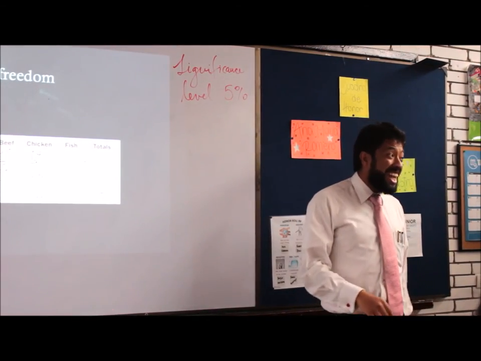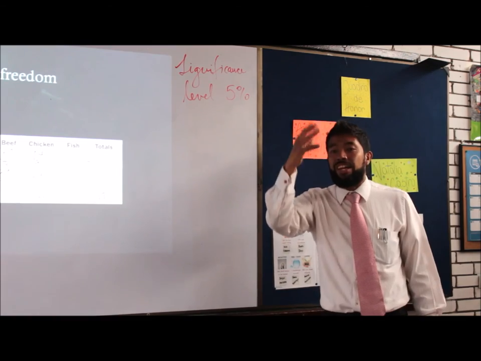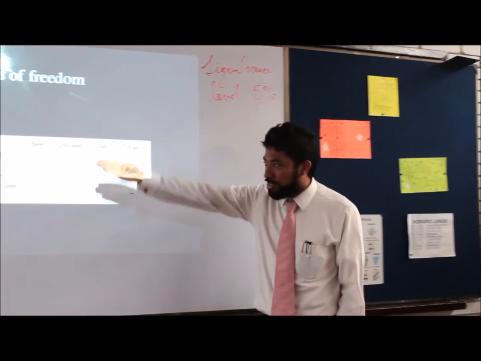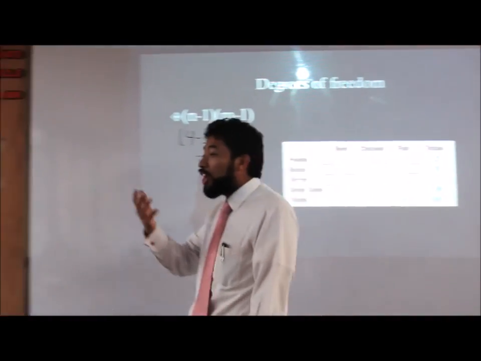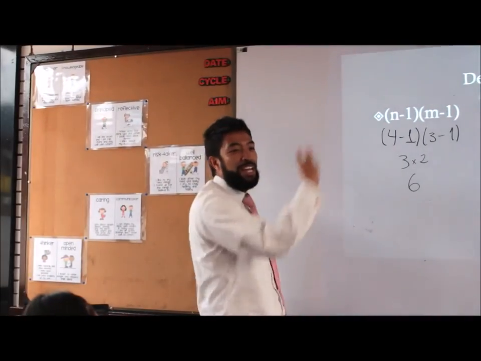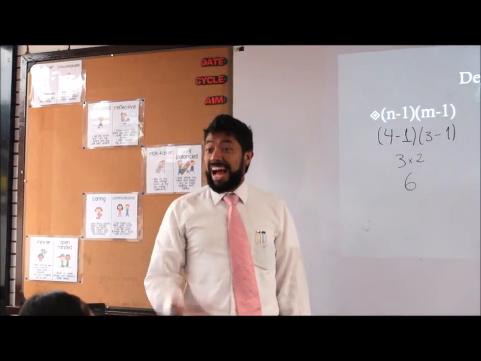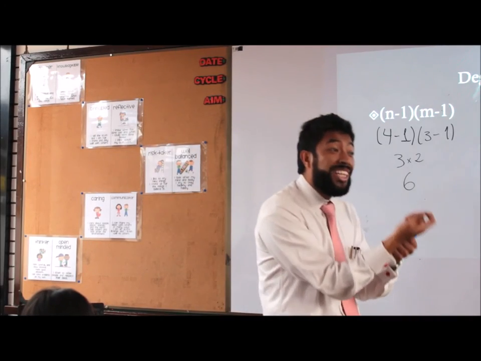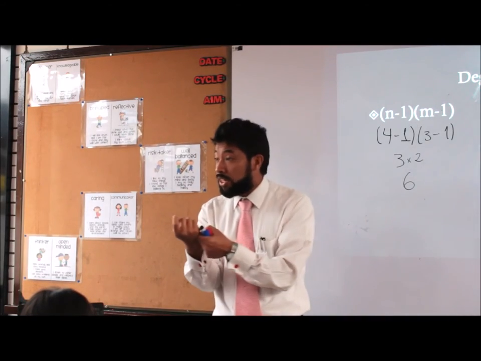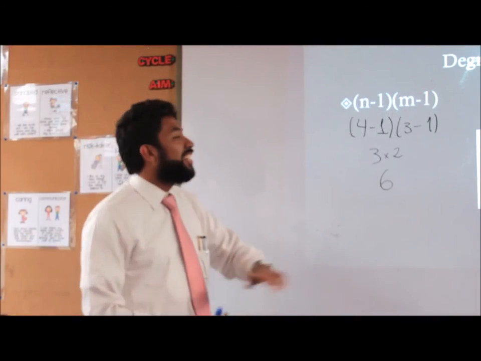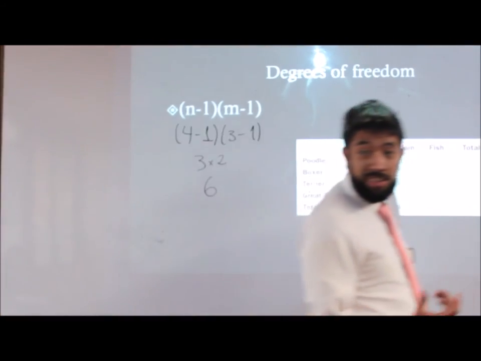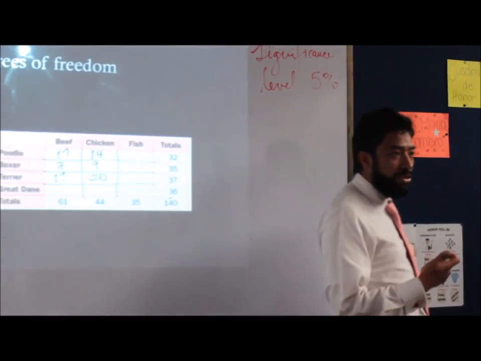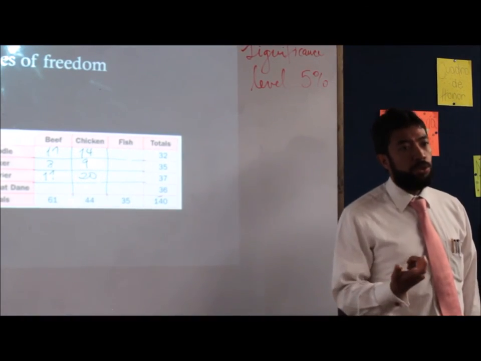Six. How many numbers can you put freely in the table? Six. Now you understand what 6 degrees of freedom are? The degrees of freedom are the values that you can invent, the values that you can put in the table randomly. Teacher, so degrees of freedom are the values that you can put freely in the table.